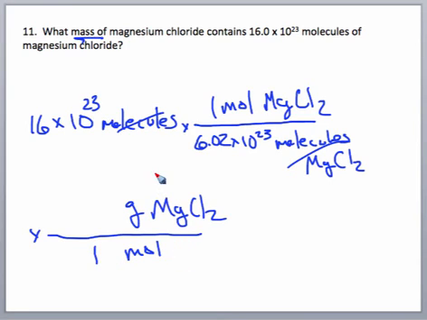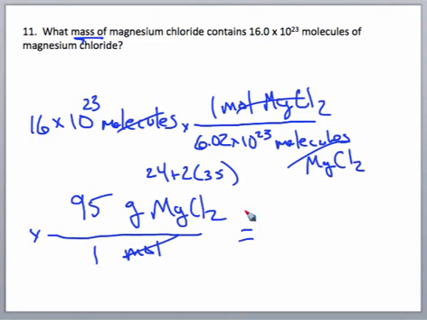1 mole, add up the molar mass, 24 plus 2 times 35. And that is going to give us 95 grams. So what's left is grams, and that's what we're looking for. Do the math there, and you should get 252 grams. All right, let's move on. We'll go to the next one.